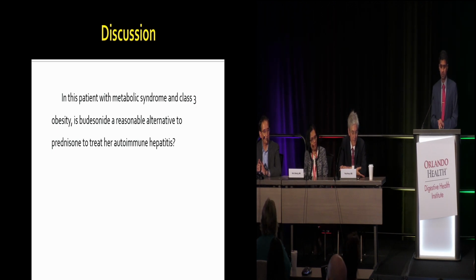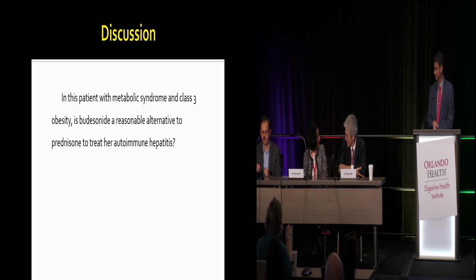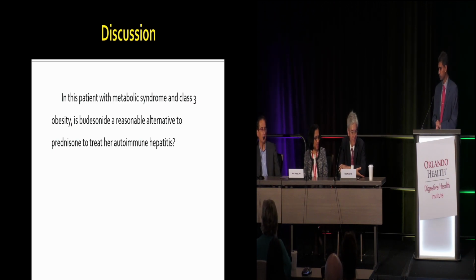hepatitis. So this is a patient, she has metabolic syndrome, class 3 obesity. So anyone in the panel, is budesonide a reasonable alternative to prednisone to treat her? I would think so, yes. I mean, there is data out there on budesonide, and the patients you want to avoid budesonide and go towards prednisone are the ones with more advanced fibrosis, cirrhosis, but yes, that would certainly be a good alternative.